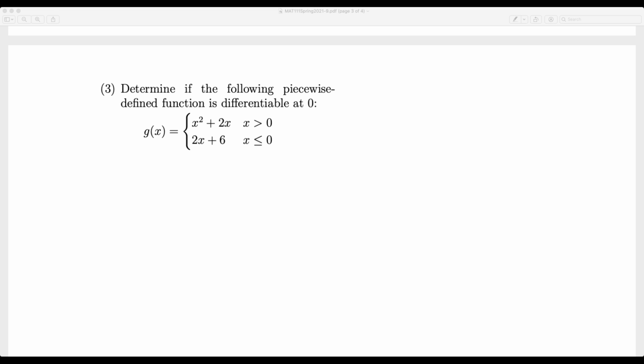So if that limit exists, then great, the function is differentiable at that point, and the derivative is the value of that limit. And if that limit doesn't exist for whatever reason, then, well, sorry, it's not differentiable. And we'll look at some examples of when this happens.